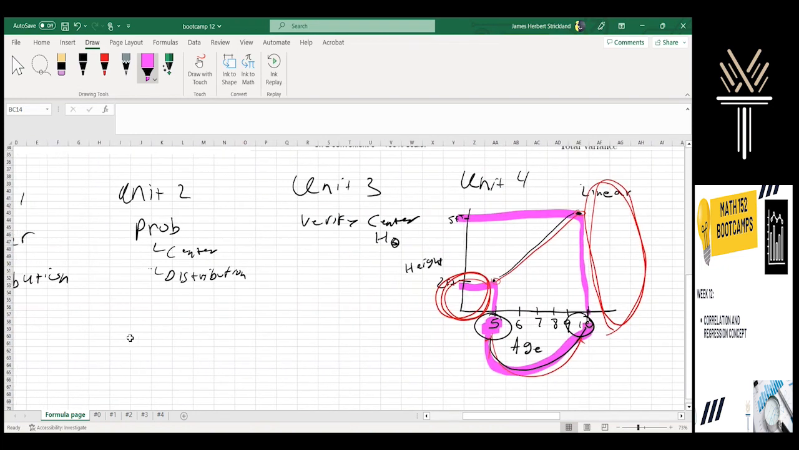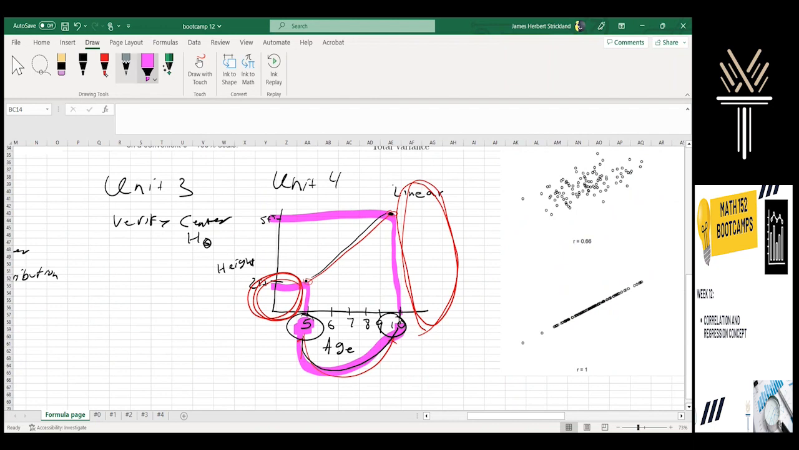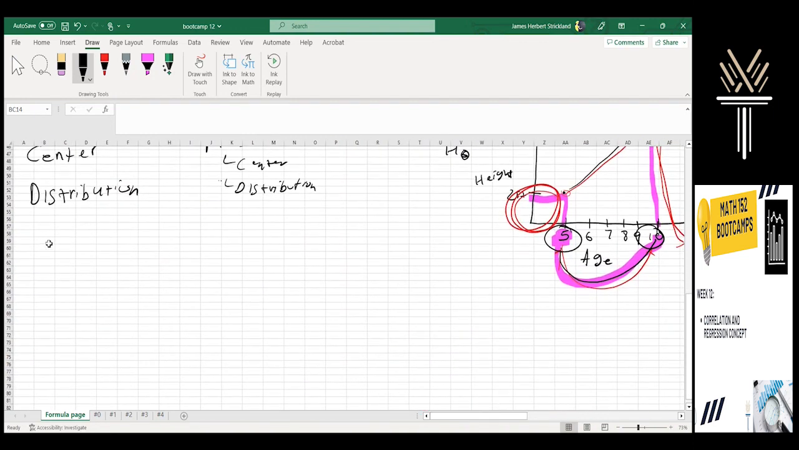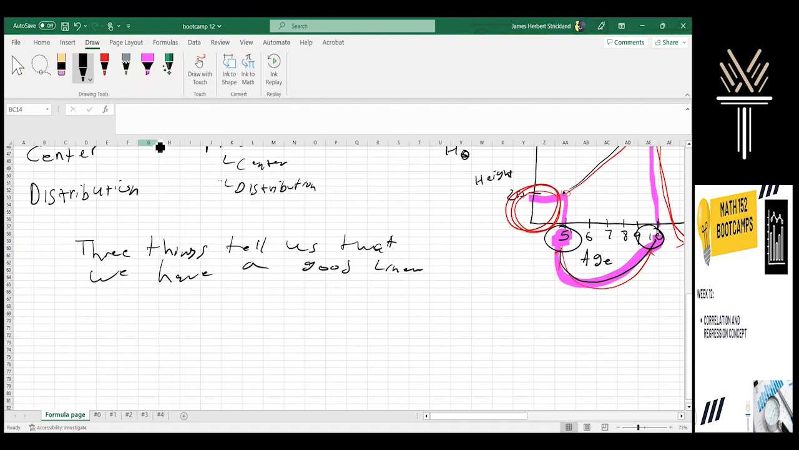But let's continue. So that's the general idea of what we're doing now: if we can establish that we have a linear relationship, we want to be able to use these facts to make predictions about things going on between our points. That's the big idea. And so a good question might be, how do we establish that there is a linear relationship? Well, we generally look at 3 things. These 3 things tell us that we have a good linear relationship.